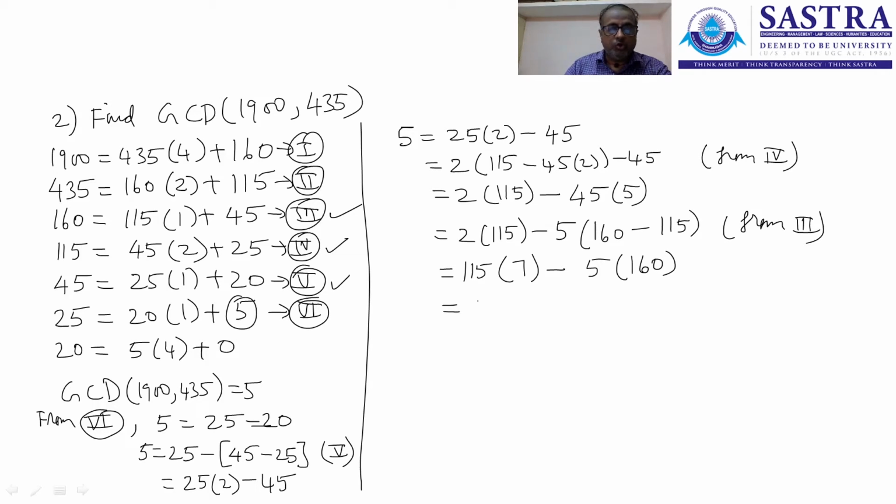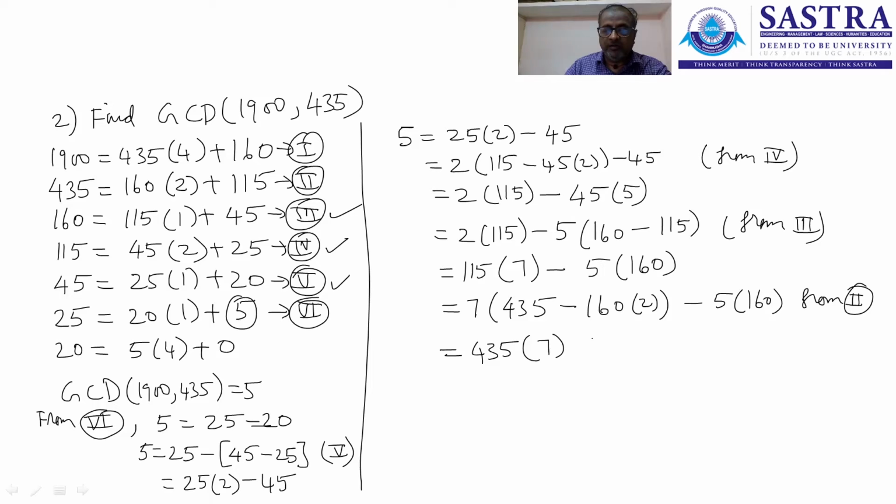Now I have to use 2. What is 2? I have this 115. So 115 is replaced as 435 minus 160 into 2, minus 5 into 160. This I get from 2. So now when I simplify this, I will have 435 into 7, I will have minus 160, 7 into 2, 14 minus 5, I will have 19 into this.